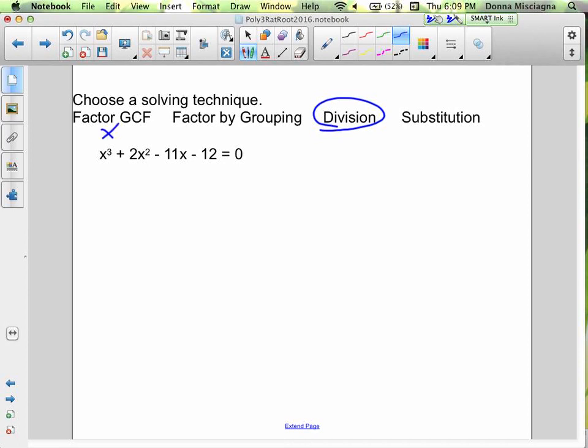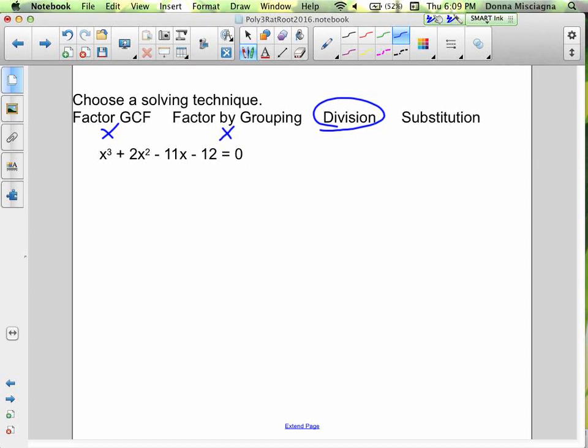Factoring by grouping, we do have 4 terms, but if you look at them, they don't look like they're pairs with things in common. The x cubed plus 2x squared doesn't look like it has much in common with the 11x minus 12 pair, and changing the order isn't going to make things any better. So factoring by grouping just doesn't look very promising.